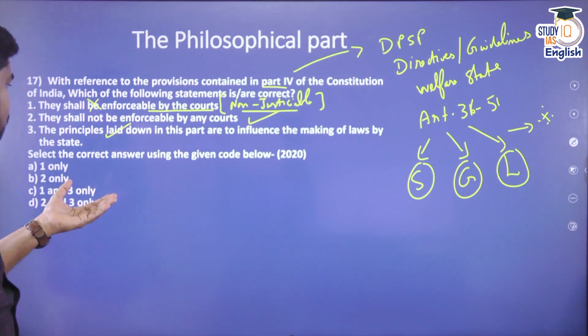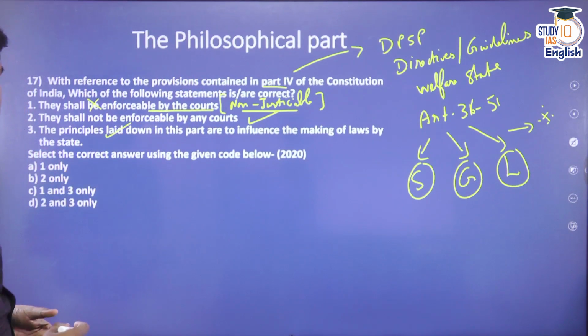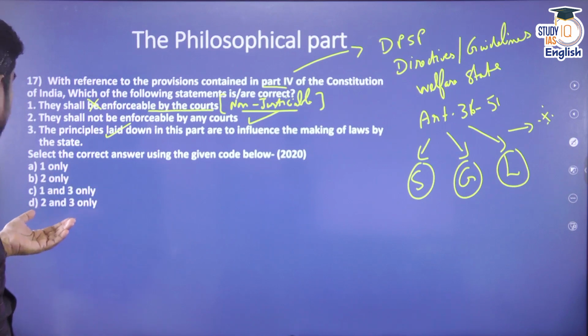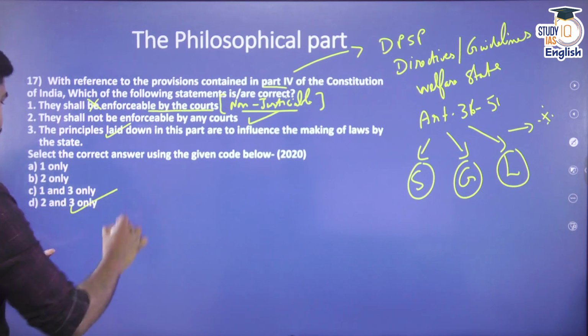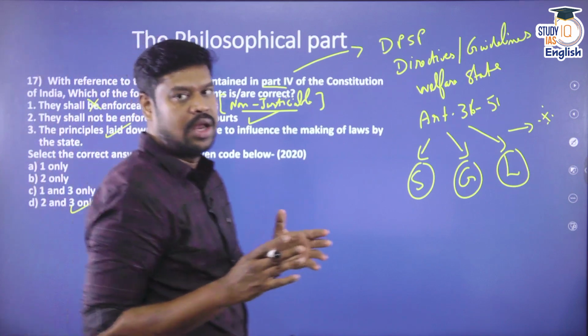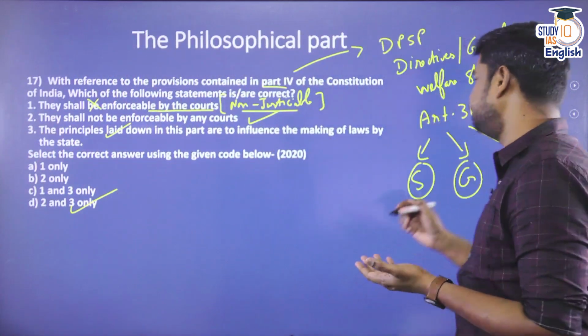So which of the statements, select the correct answer using the codes given below. So, the correct code would be options 2 and 3 only. That means it would be option D. Let us move to the next question.